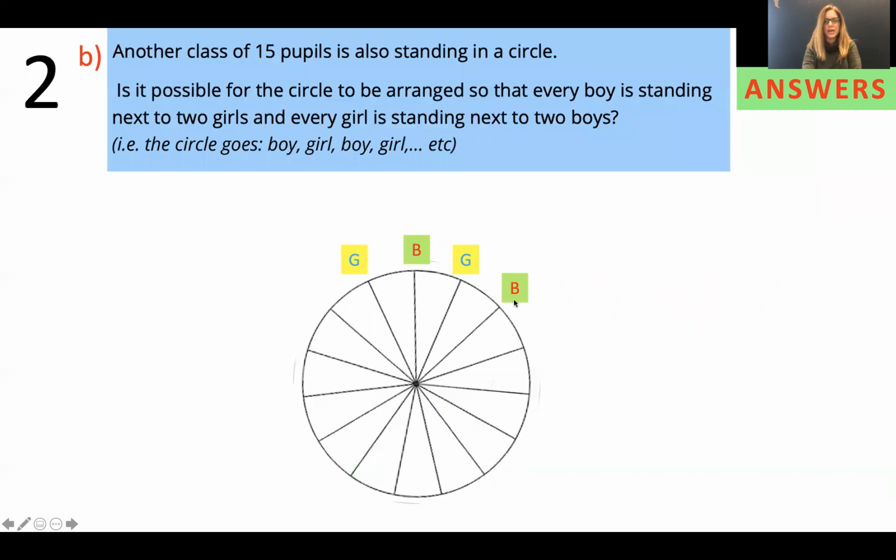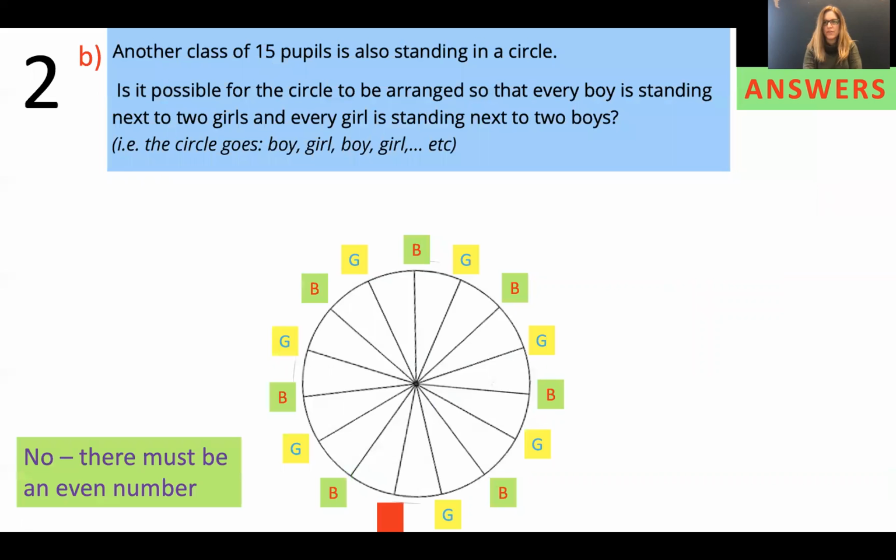Part B, again, I've sketched it out on a circle here. Question is, is it possible to go girl, boy, all the way around the circle? Well, it's not. You need to have an even number in order to keep going boy, girl. So it doesn't work. You'd either need 14 or 16 to be able to stand boy, girl.